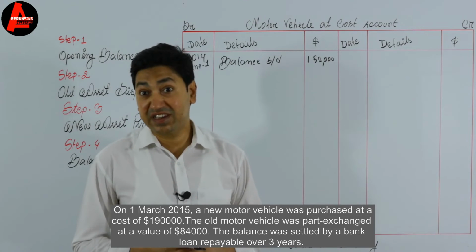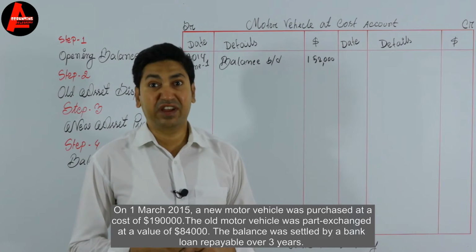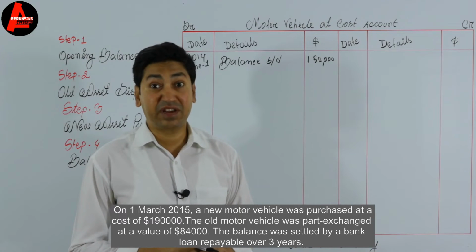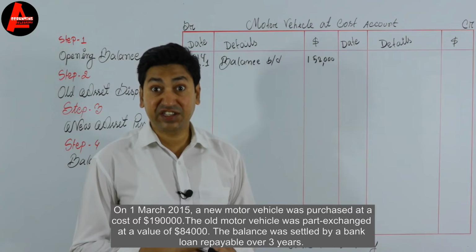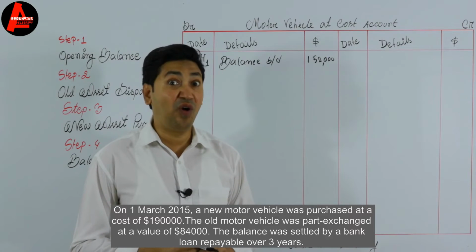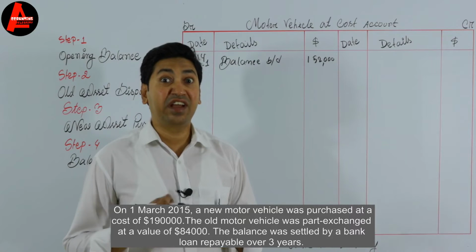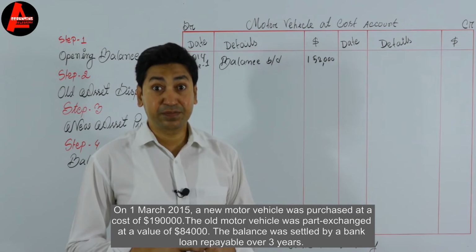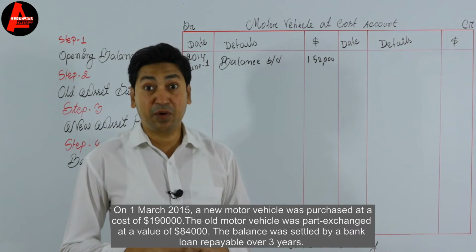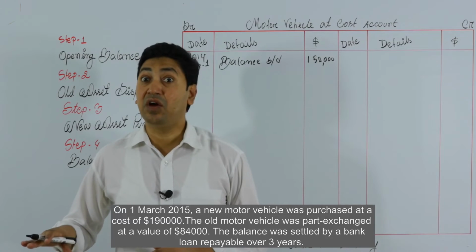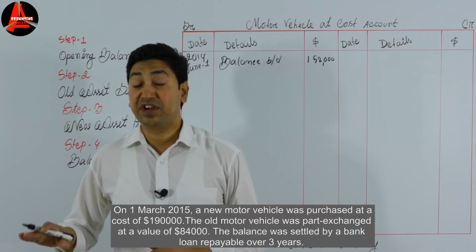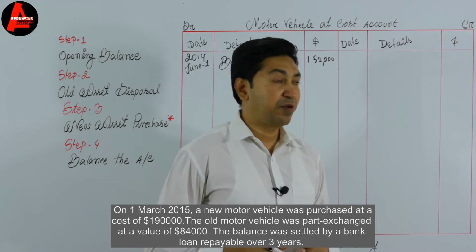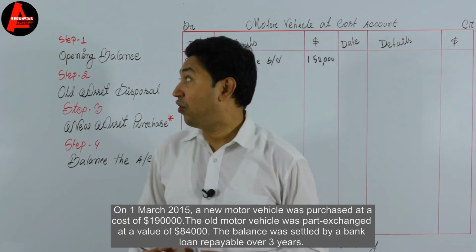Okay, so now my question is, what about our old vehicle? Is the old vehicle still there in the business? No. When she purchased the new vehicle, she partly exchanged her old vehicle. So that means the old vehicle is gone. The old vehicle is no more in the business. Okay, so it is disposed. It was disposed at the time she purchased her new vehicle on 1st March 2015. So, disposal of old vehicle.